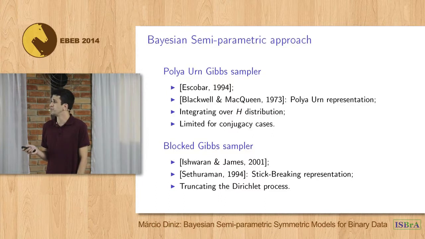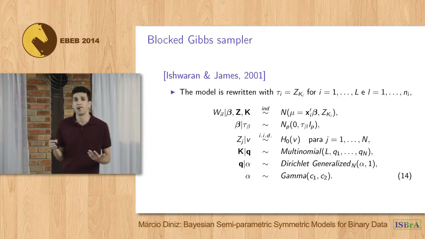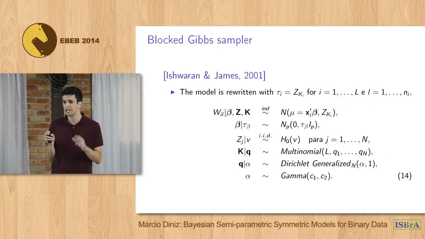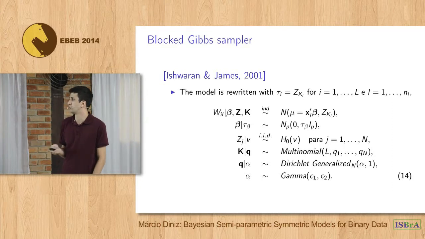They developed the algorithm based on the stick-breaking representation. The idea is the truncation of the Dirichlet process. In order to apply this algorithm, it's necessary to rewrite the model with tau_i equal to z_{k_i}. The z variables are the possible values of the precision tau. The k variables are classification variables, which associate each precision tau with a z variable. The q variables are the probabilities of the k variables.